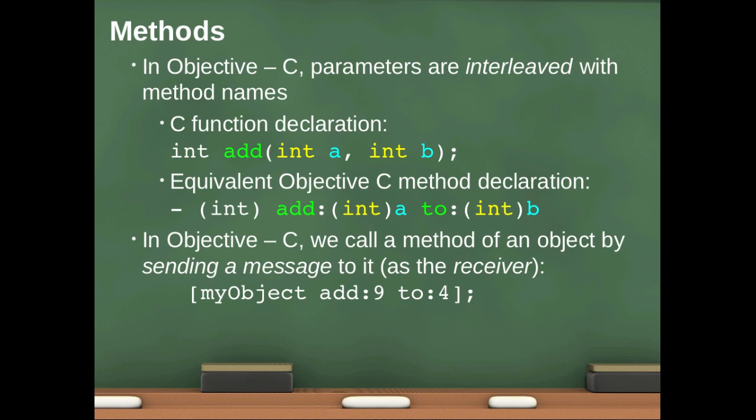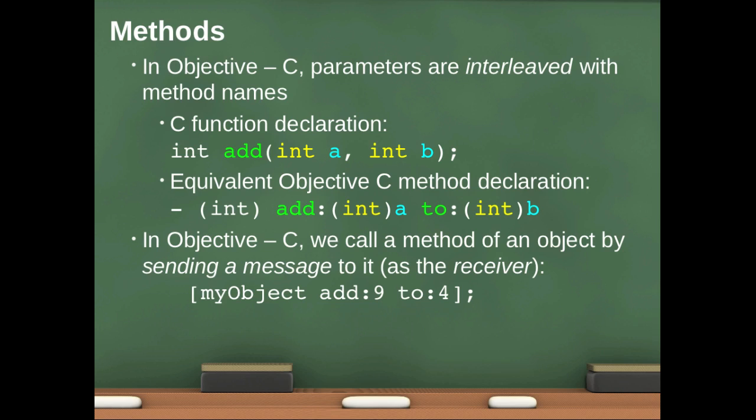Now, methods. We've talked about properties and synthesizing them. Now we're going to talk about methods. In Objective-C, we interleave the parameters with the method names. So let's look at two pieces of code here. The first is a typical C function declaration for a function named add that returns an integer and has two parameters, both integers, a and b. So you're familiar with this. This looks like C. It looks like Java.